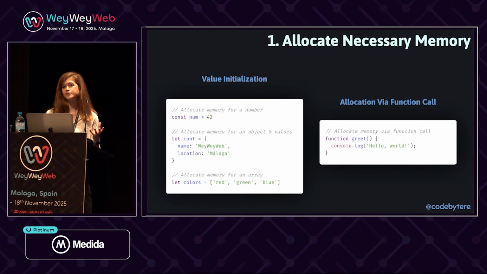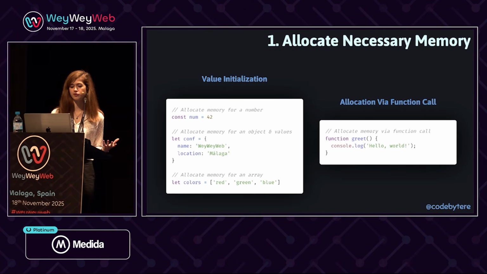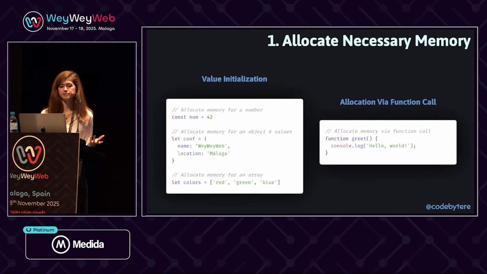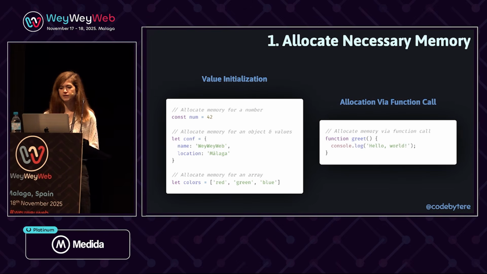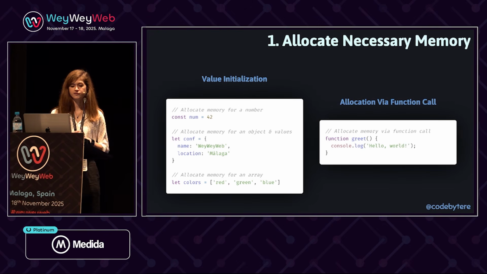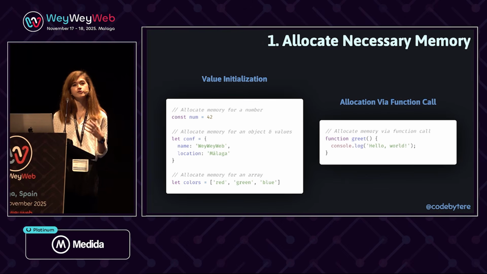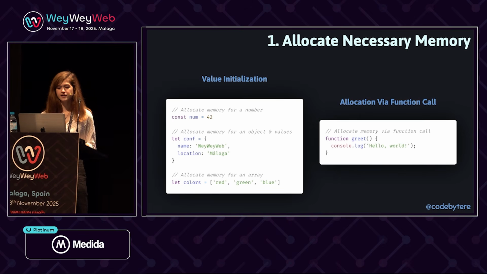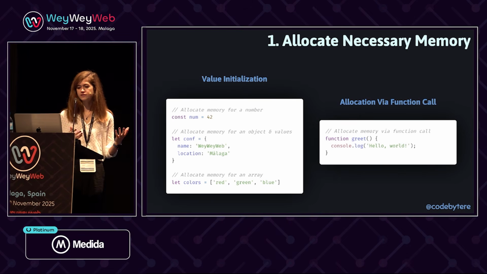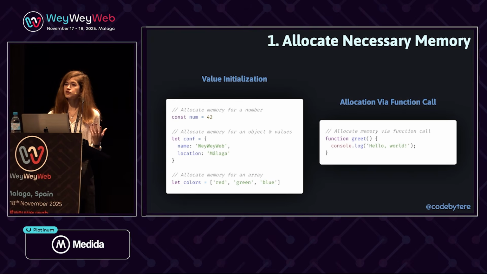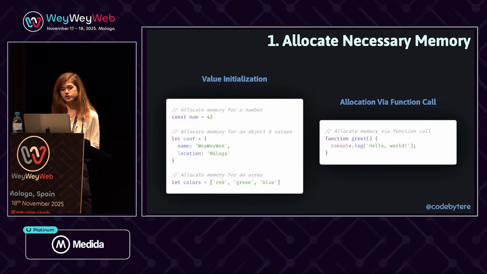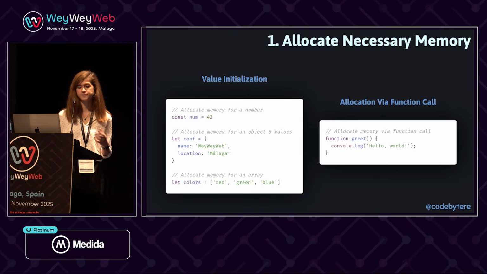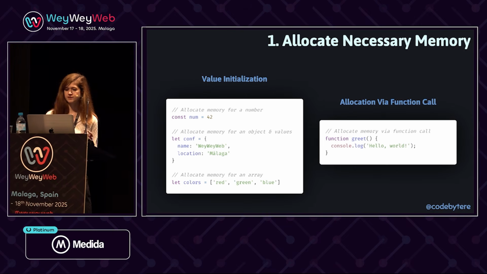But then we get to things like objects and arrays, which are a bit more flexible. So when you create something like let conf = {name: 'www', location: 'Malaga'}, memory isn't just reserved for the conf object itself, but also for each of the properties inside it. Same with arrays. Say that you declare let colors = ['red', 'green', 'blue']. JavaScript is going to allocate memory for the array structure and its elements, with enough space to grow or shrink as needed. And then there are functions.